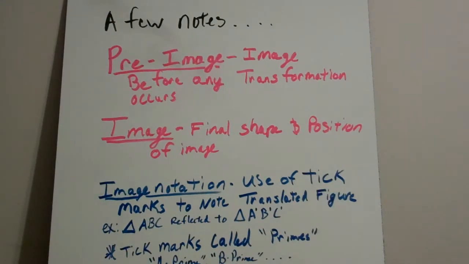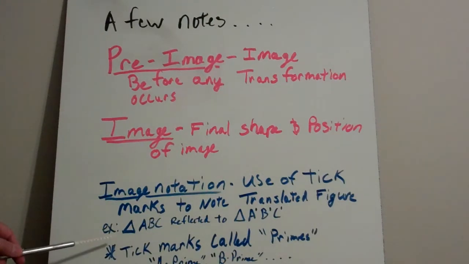The first vocab term is called the pre-image, and this is the image before any transformation occurs, before we do anything to it. That's where we start, the pre-image. The image is the figure after the transformations have been done. And once the transformations have been done, we use some special notation, and we use little tick marks next to the coordinate letters to indicate that something has been done to the original image.